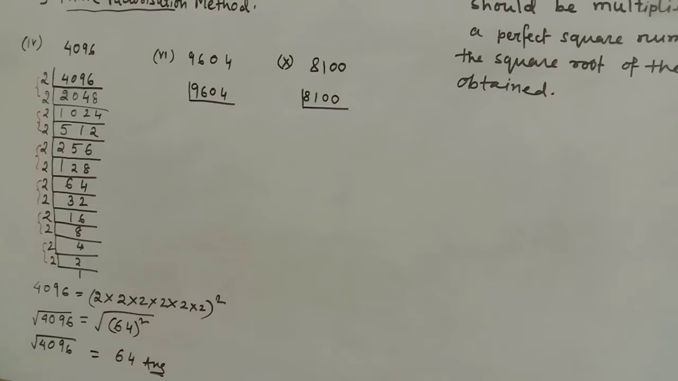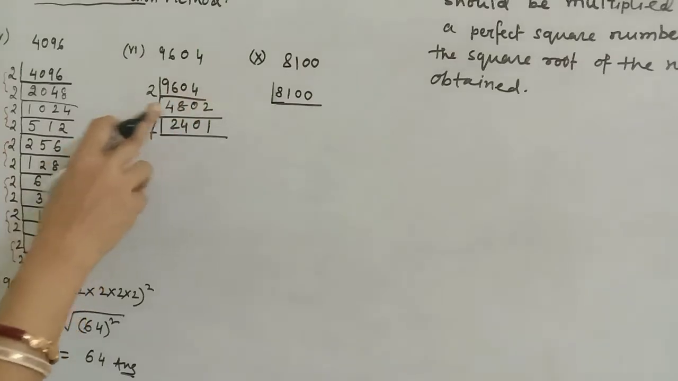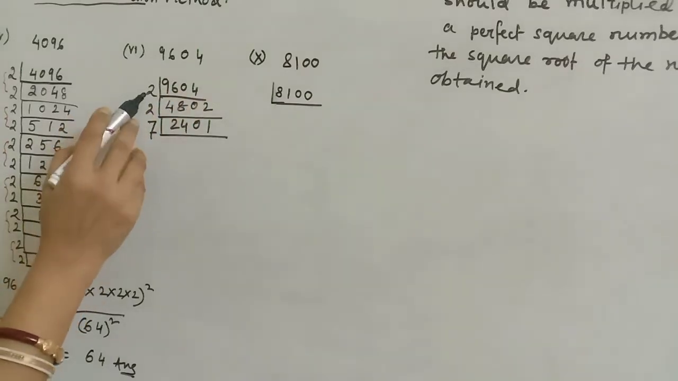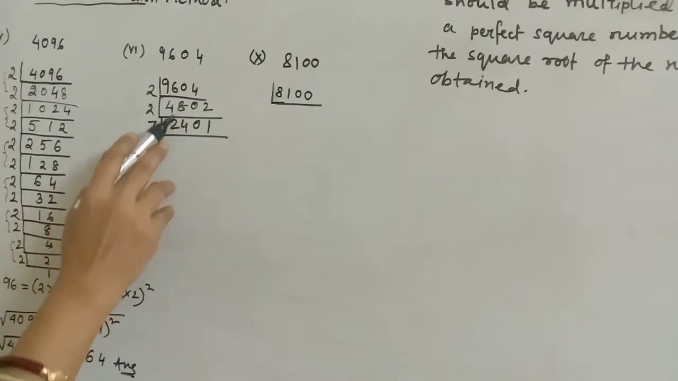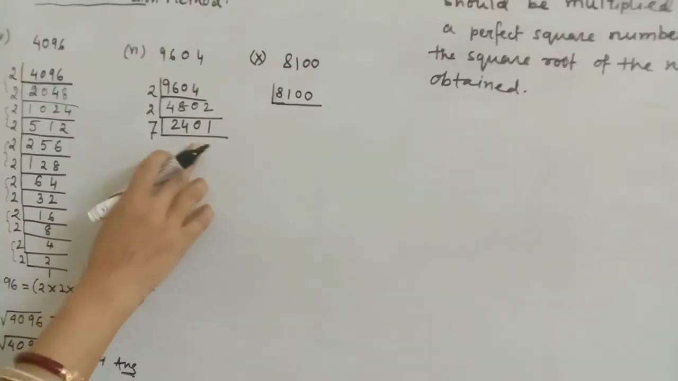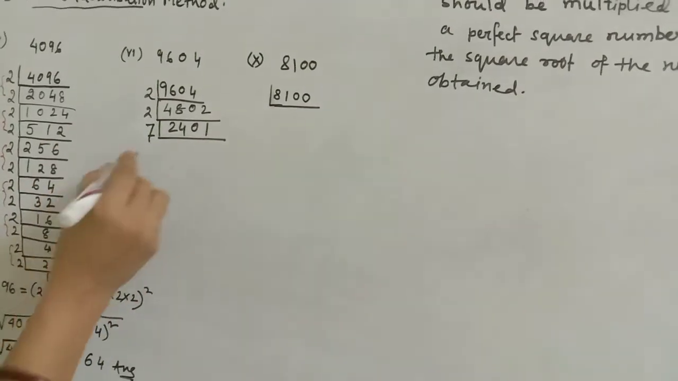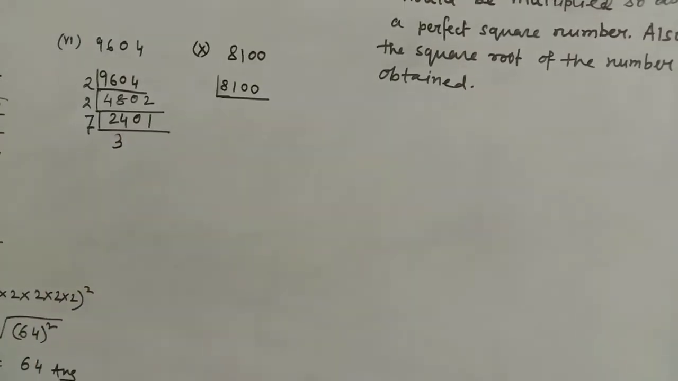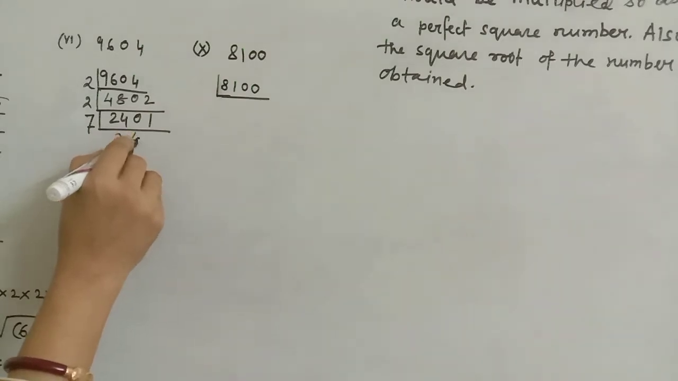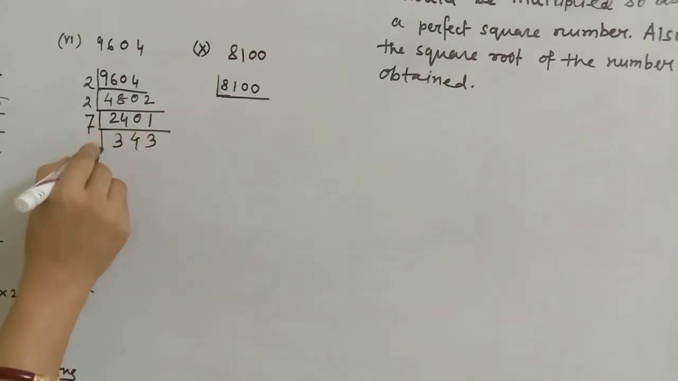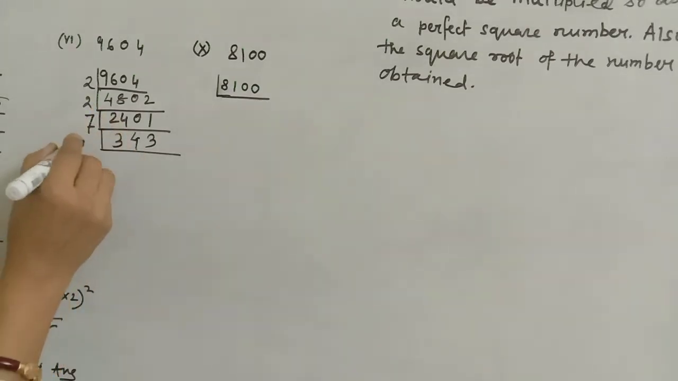Next number is 9604. As it is an even number, we start by 2. 2 4s are 8, 2 8s are 16, 0, 2 2s are 4. Again by 2, 2 2s are 4, 0, 1. Now the number, you can see that we can only divide by 7. So we will start, 3 7s are 21, 24. Then 3 4s are 12, 28. 7 4s are 28. Again 3 4s are 12, 21. 7 3s are 21. In this way you can divide by 7.